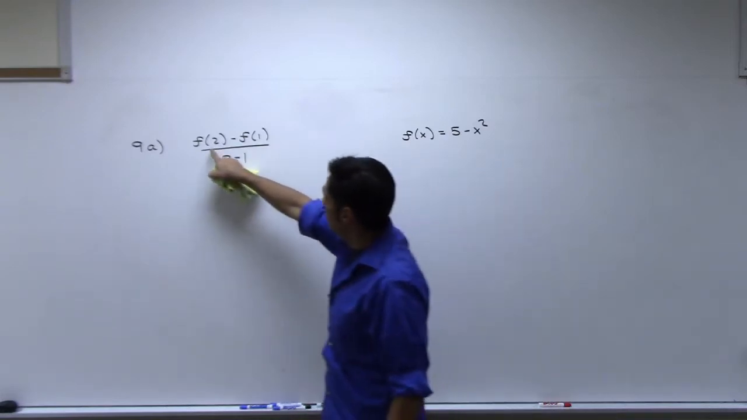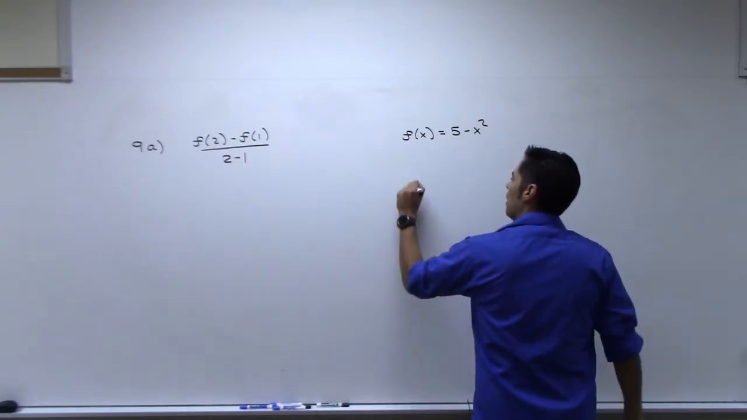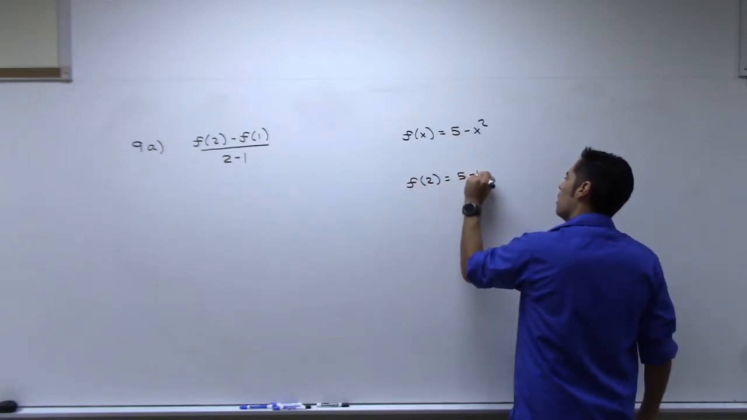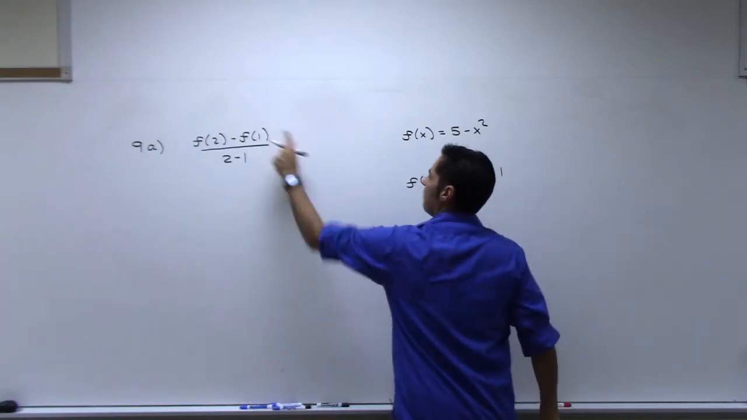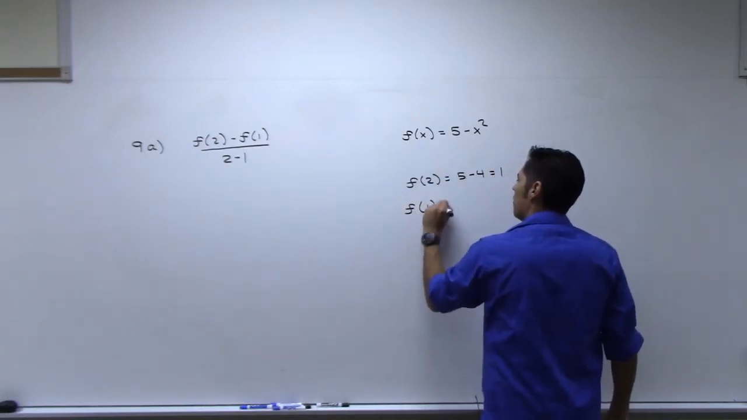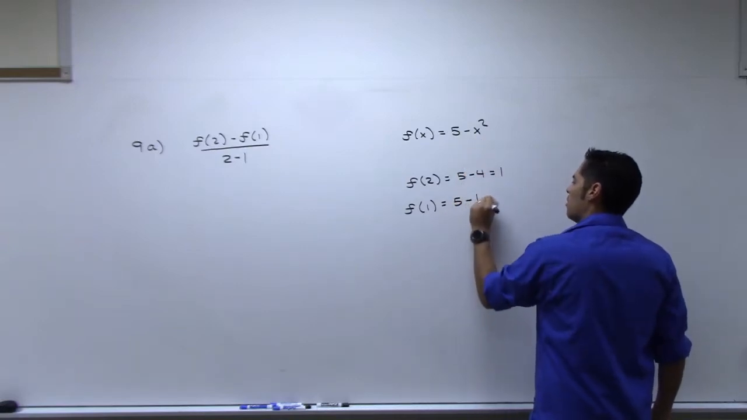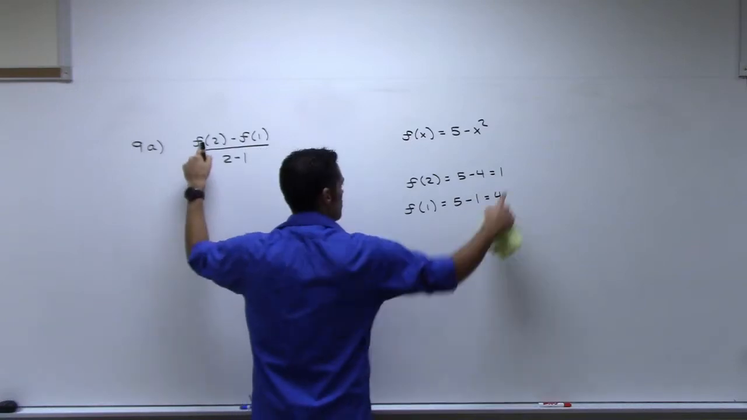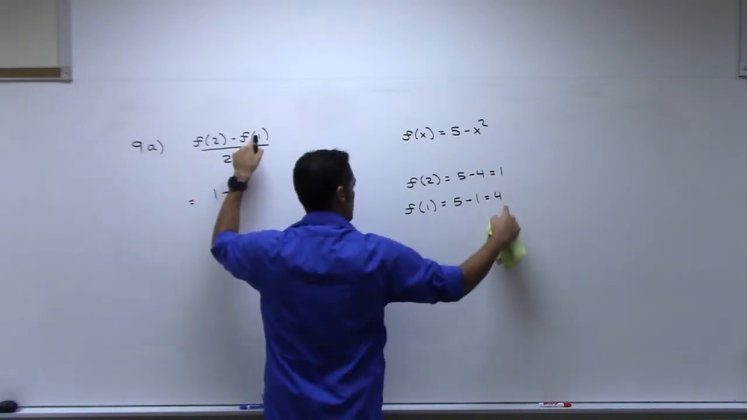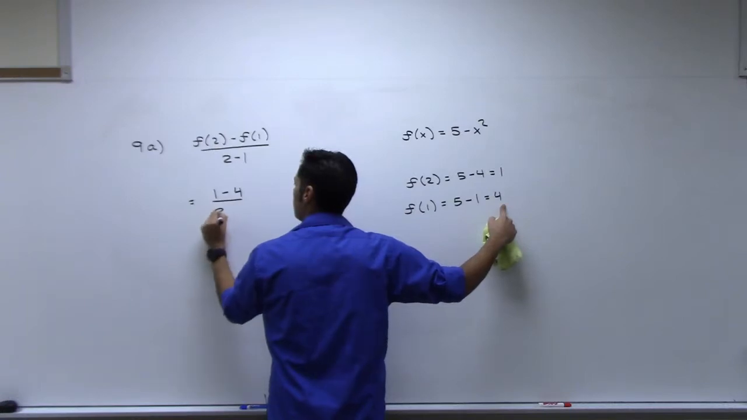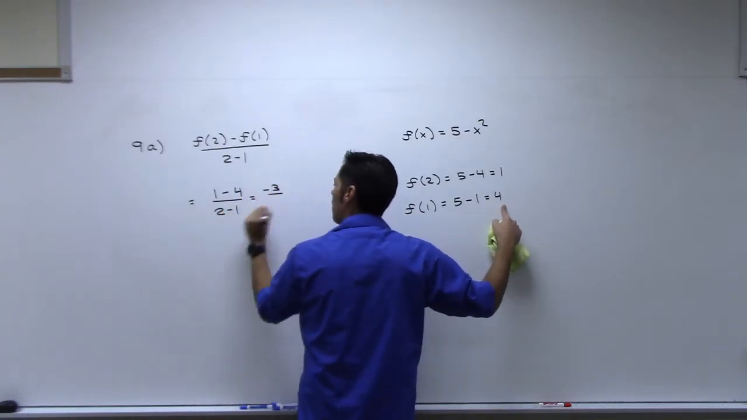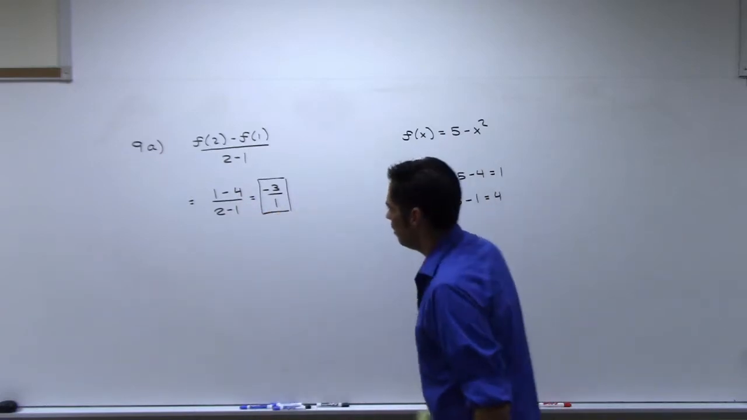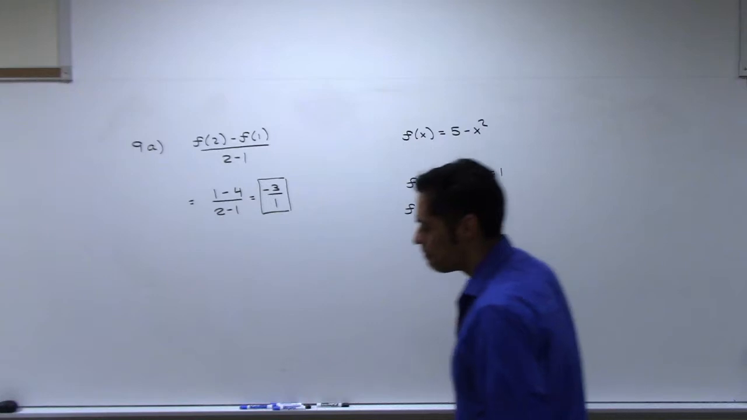So first thing we want to do is find out what is f of 2. So let me go ahead and do that right here. F of 2, just plug 2 into this, you get 5 minus 4 is 1. We also need to know what f of 1 is. So f of 1 is 5 minus 1 squared is 1, so we get 4. So now just replacing things, f of 2 was 1, minus f of 1 was 4, over 2 minus 1, we get negative 3 on top, and on the bottom we get 1. So we get negative 3. You can leave it there, but negative 3 is the correct answer.